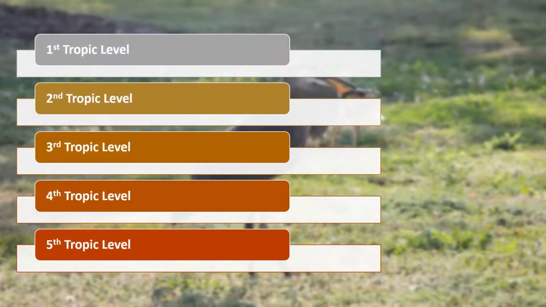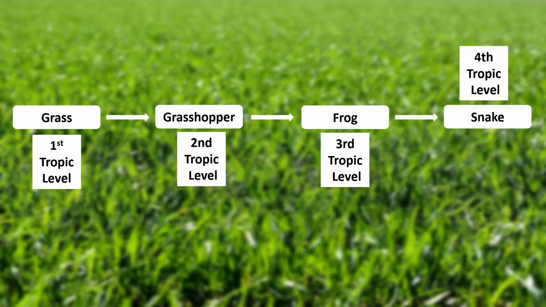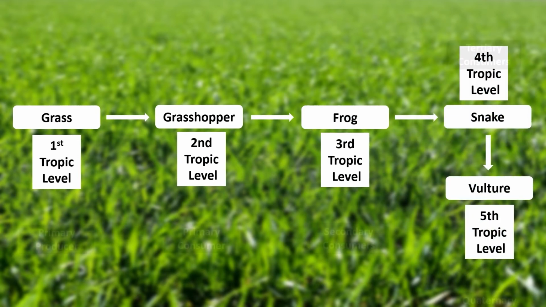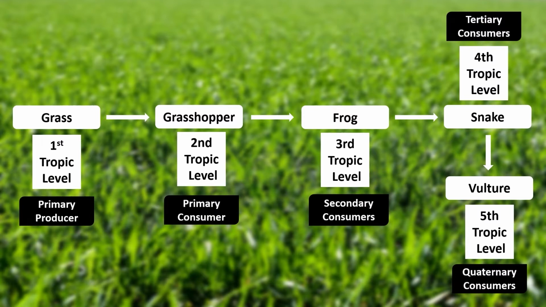So we have different food levels or trophic levels, like the first trophic level, the second, the third, the fourth, and the fifth trophic level. This chain, or the sequence or link in the food chain, is called a trophic level or a food level, and the kind of organisms, as you can see in this chart. Now the first trophic level as seen in this chart is the grasses, and they are the primary producers.